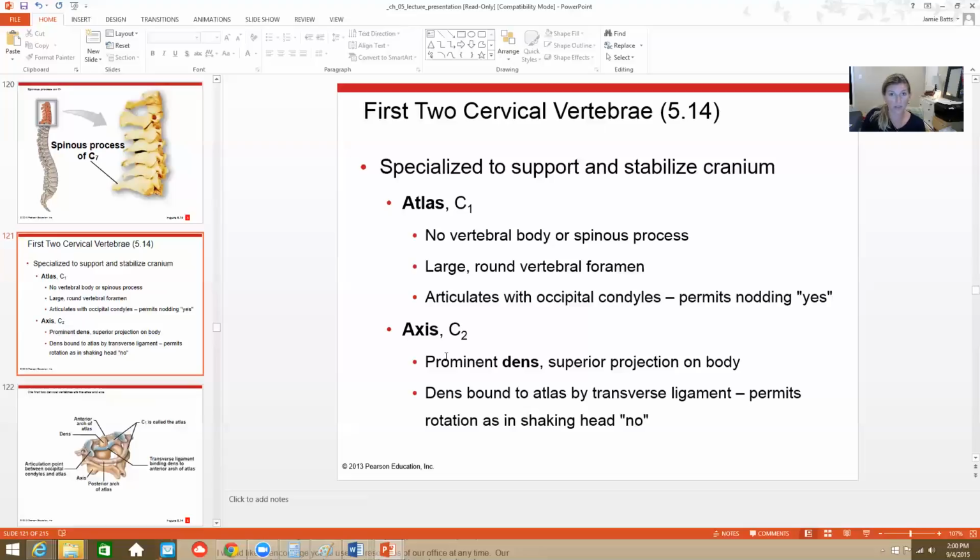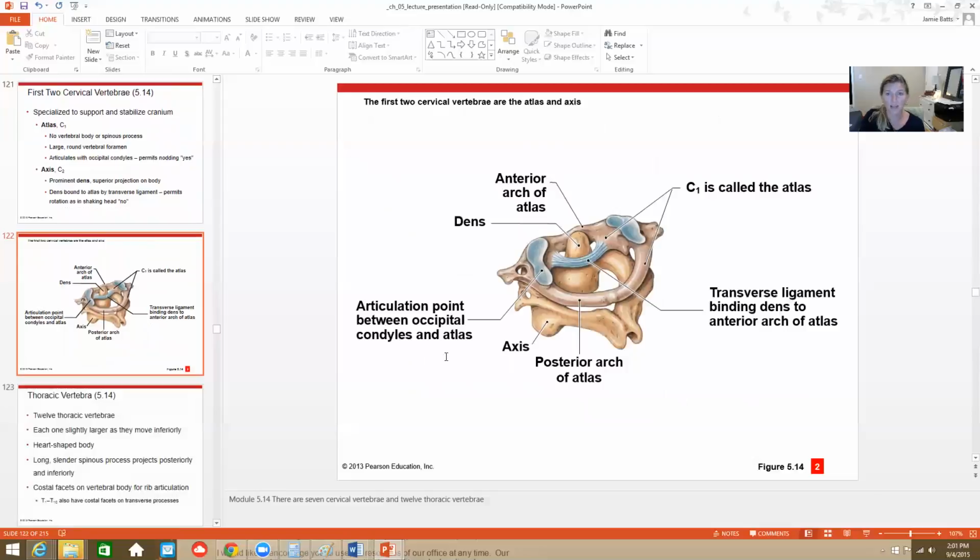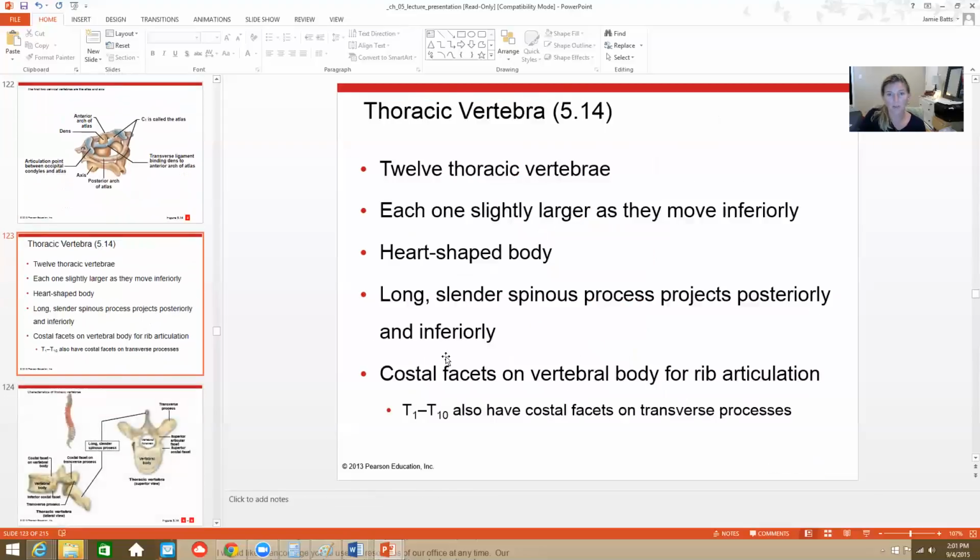It's on your list of possible essays for this exam. You may be asked about this on your test. That's a hint. There you see them articulating together.